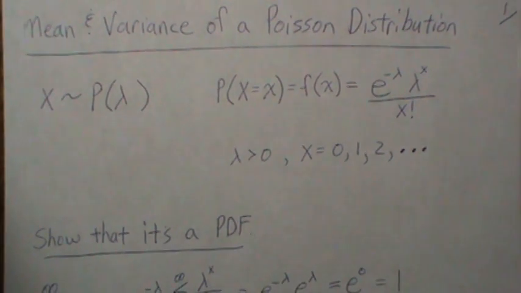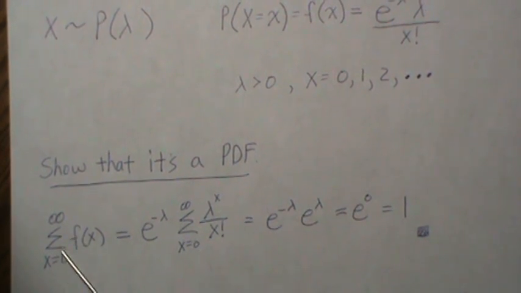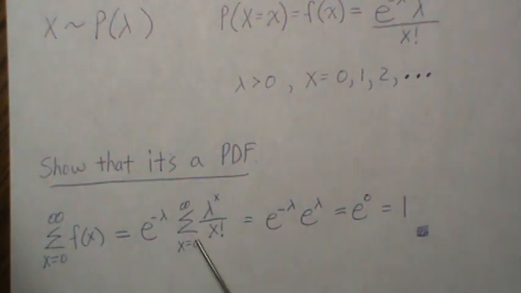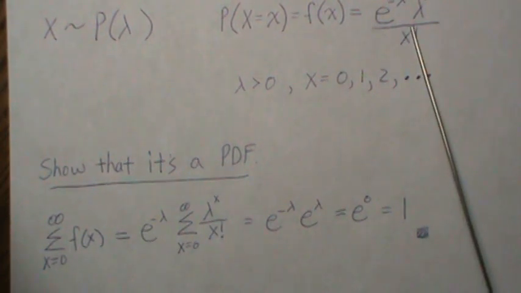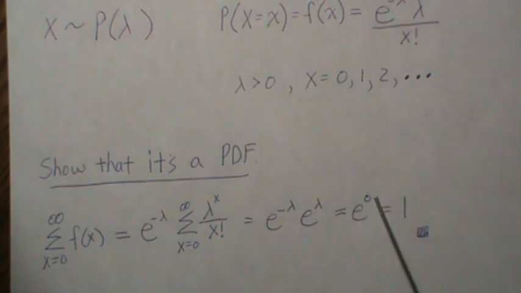First, let's show that it is a PDF. So we need to sum it over all the possible values. And when we plug in the distribution function, this doesn't have an index, so it can come out front. And this right here is a Taylor expansion of e to the lambda. So put that there. Combine those, we get an exponent of 0. Anything to 0 is 1. So it is a PDF.